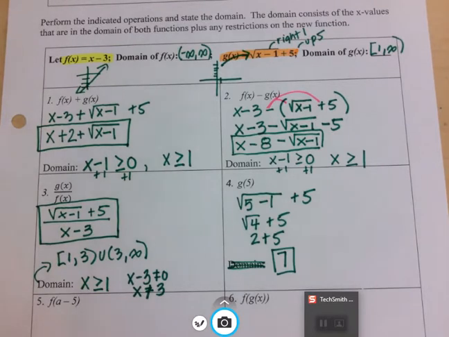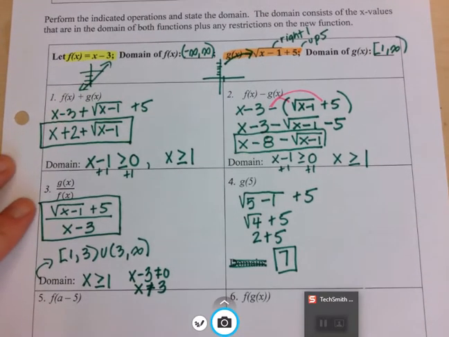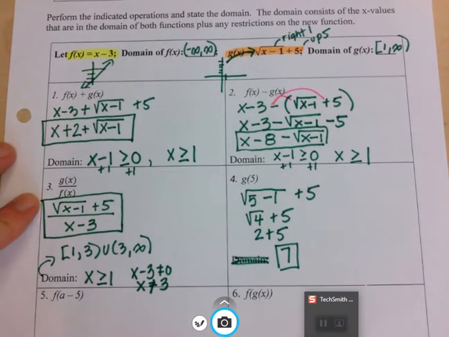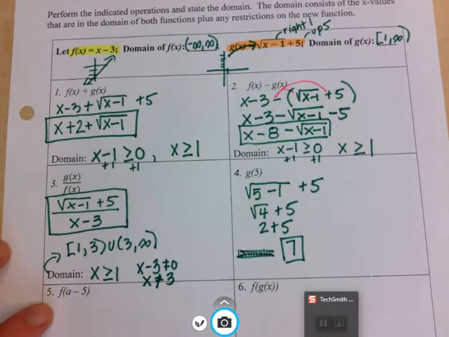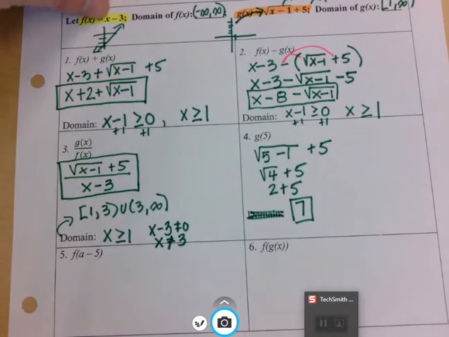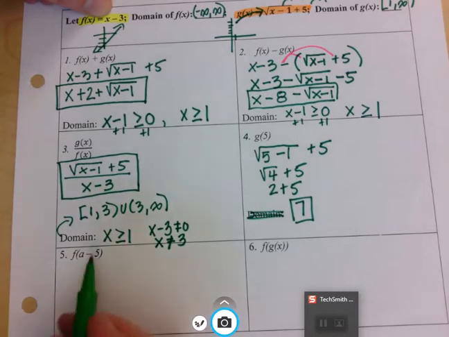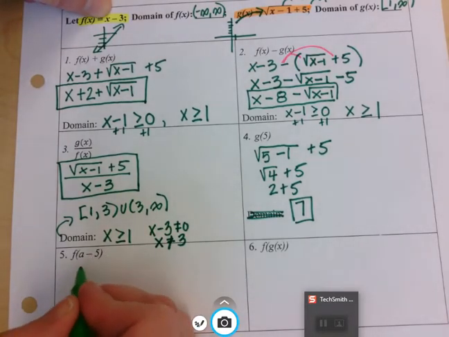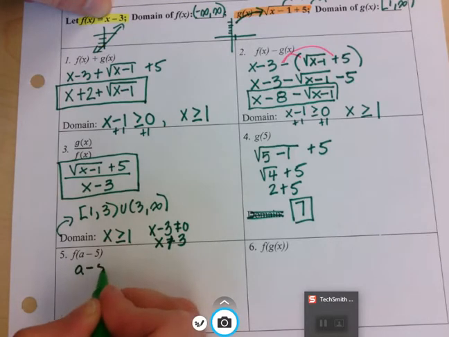All right, so putting a number into a function is pretty easy. You've been doing that for a while. Sometimes you have to put an expression into your function. So that's like this one, number 5. So let's look at function f. And what we're going to do is replace the x with a minus 5. So instead of x, we write a minus 5. And then we also write the minus 3.